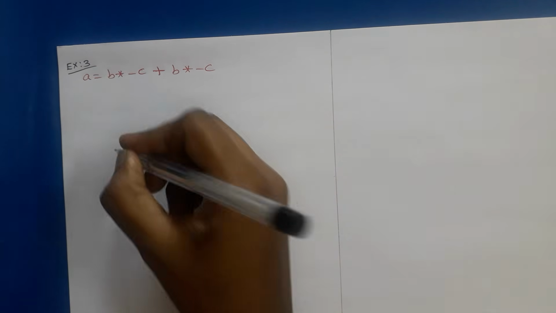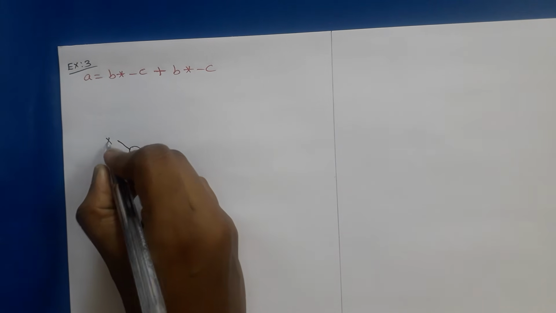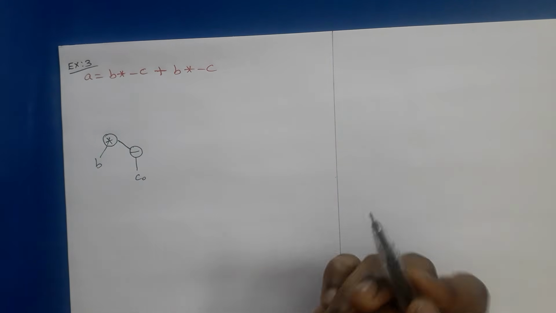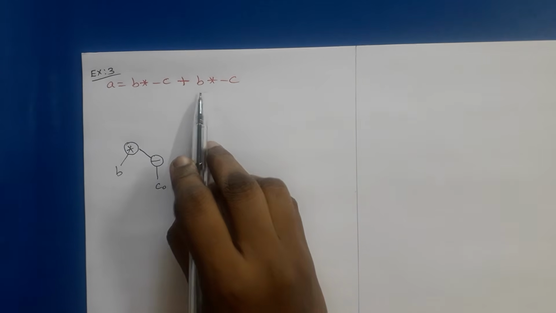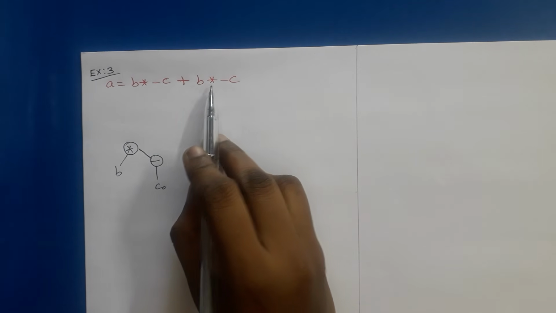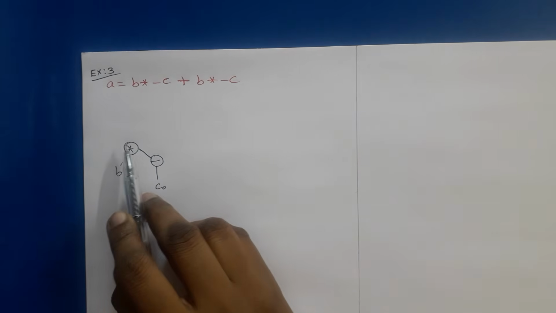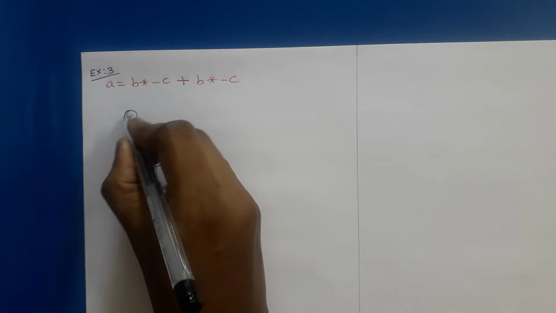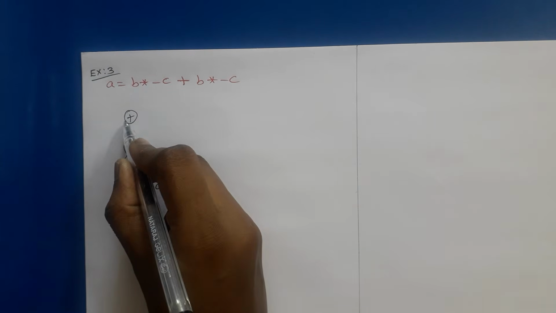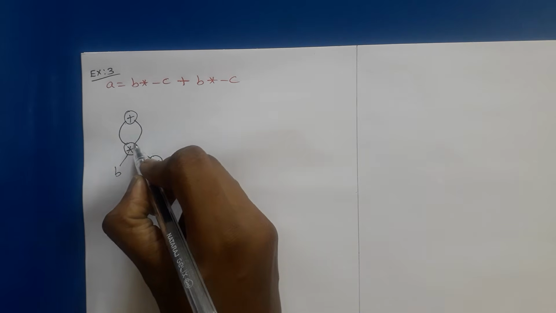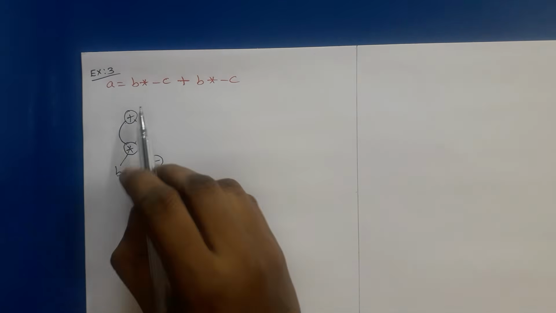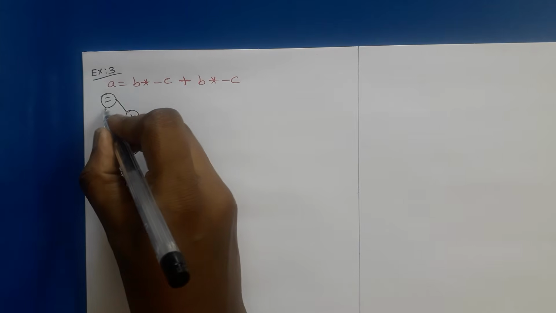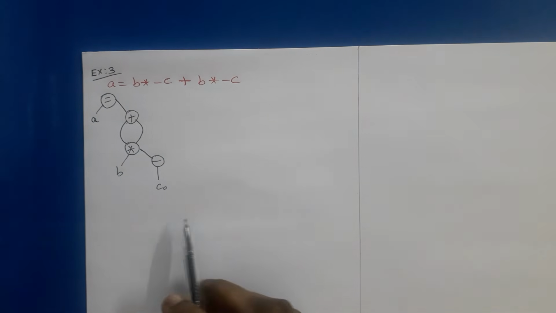Then B star minus C must be performed, so the internal node is star, its left child is B and right child is minus C. Then we construct B star minus C again, but this is already constructed, so there is no need to construct the same subtree again. Then we perform the plus operation. For the plus, the left child is B star minus C, and the right child is also the same subtree. So we construct the DAG like this. Then the entire expression must be assigned to A. So now the operator is assignment and the left child is A. So this is another way of constructing a DAG.